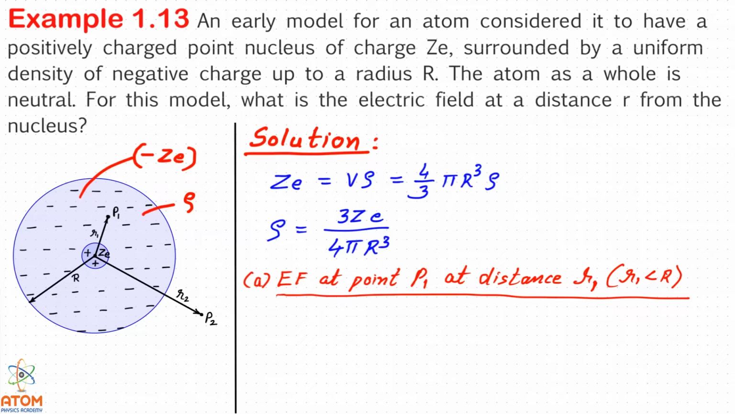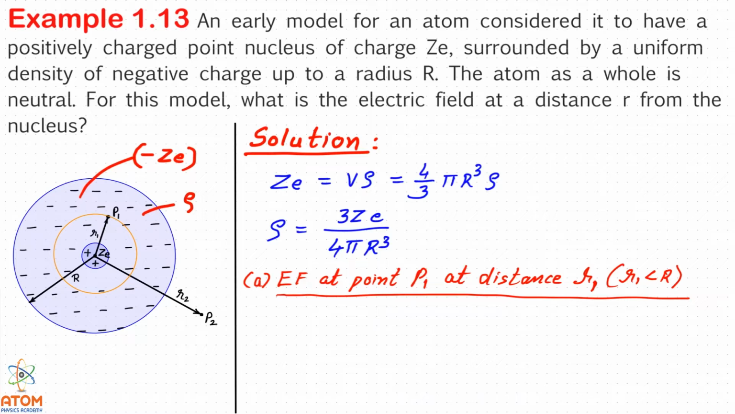For this, obviously, we have to use the Gaussian equation. We know that closed integration E dot dA is equal to Q upon epsilon 0. But using this equation is possible only when we decide the Gaussian surface. So first I have to decide a Gaussian surface that is passing through this point P1. So here is the Gaussian surface I am taking, passing through this point P1 and having radius R1.